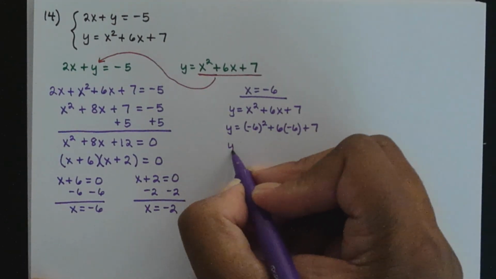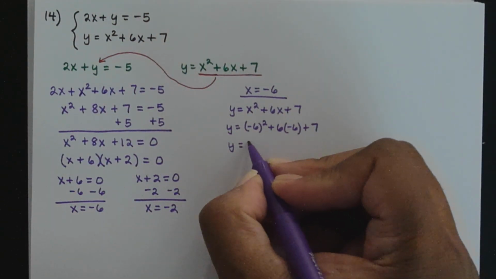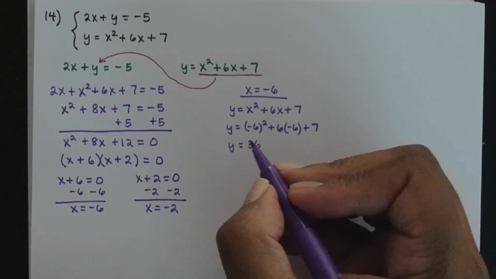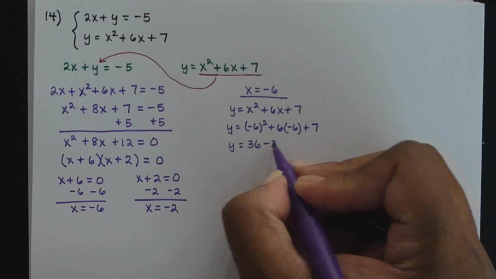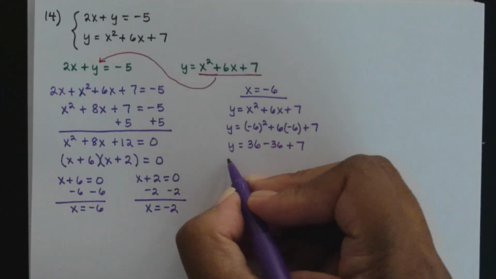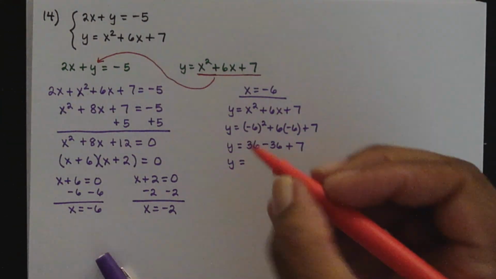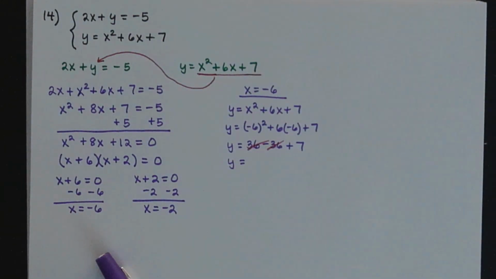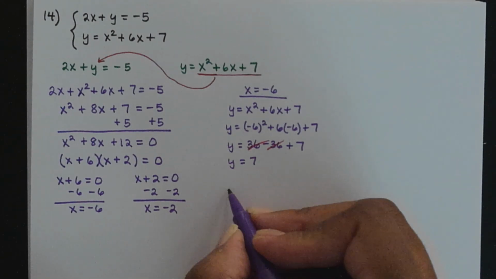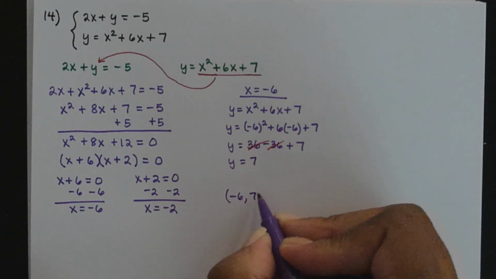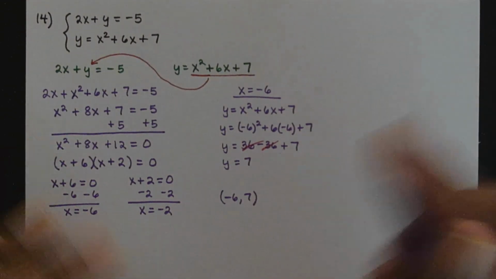And simplify. Square negative 6, you're going to get just 36. Negative times negative is a positive. 6 times a negative 6 will be now negative 36 plus 7. And of course that 36 minus 36 gives you 0. 0 plus 7 is 7. So when x is negative 6, y is 7. That's one ordered pair for this nonlinear system of equations.